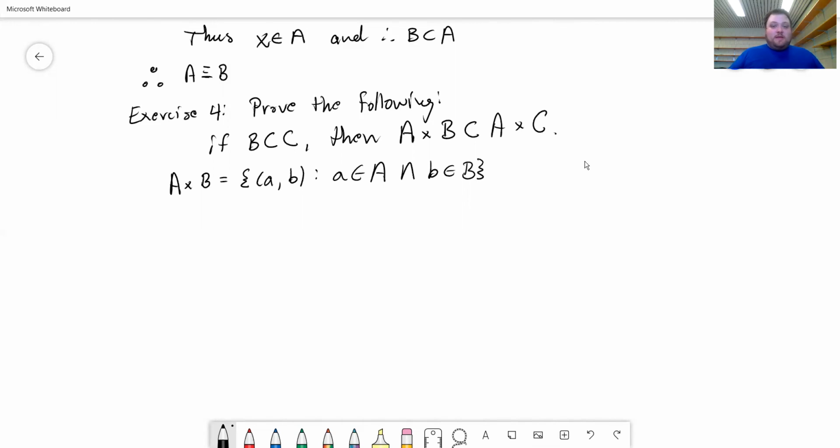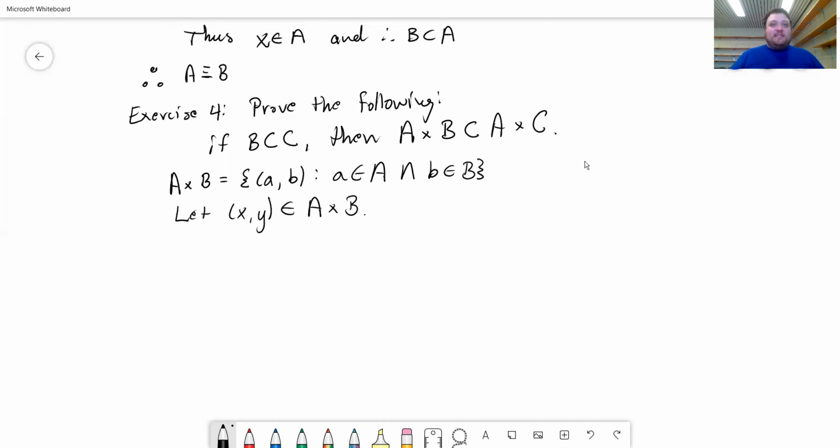Okay, so recall, A cross B is the set of pairs where a is from A and b is from B. And so we'll let (x, y) be an element of A cross B. Basically what we want to show is that if (x, y) is in A cross B, then it's also in A cross C. So how are we going to do that?